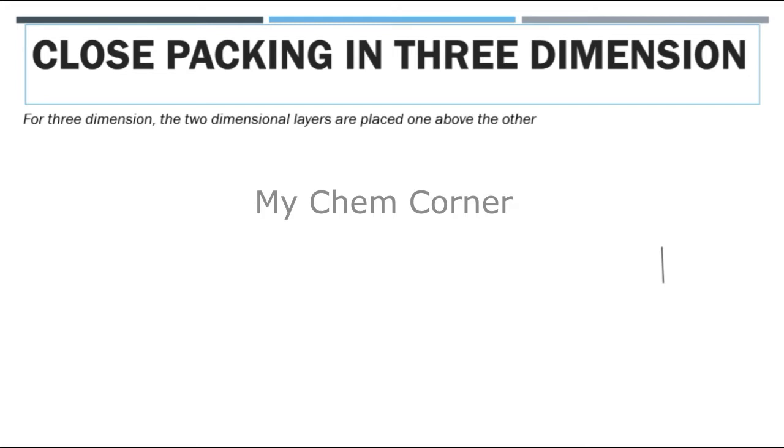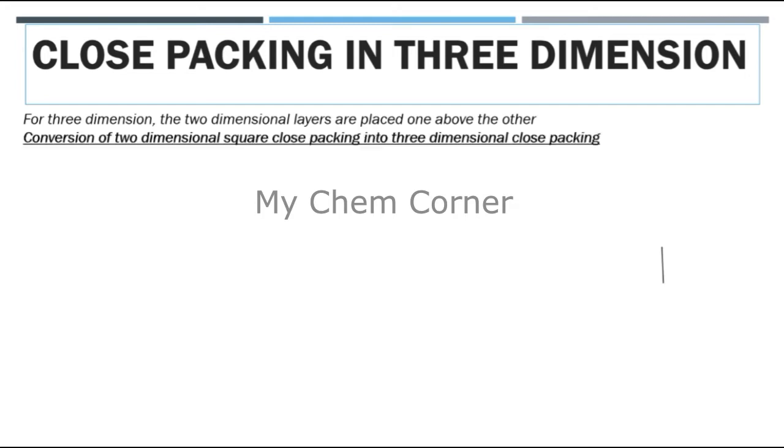There are again 2 different ways. One is I can place one above the other, keeping the spheres right above the other. In the other one, I can place in the depression, just like how we learnt in 2 dimension. Same way we are going to do here also. So here the first thing is conversion of a 2-dimensional square close packing into a 3-dimensional square close packing. So what do you mean by square close packing? The very first thing that we learnt under 2 dimension, AAA type of arrangement.